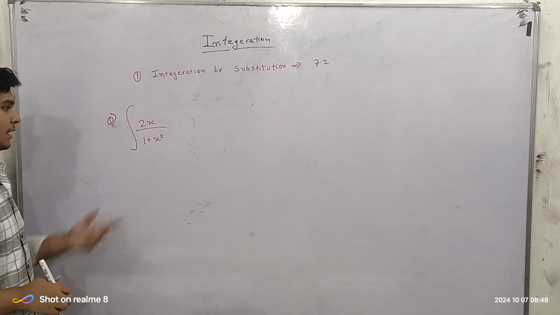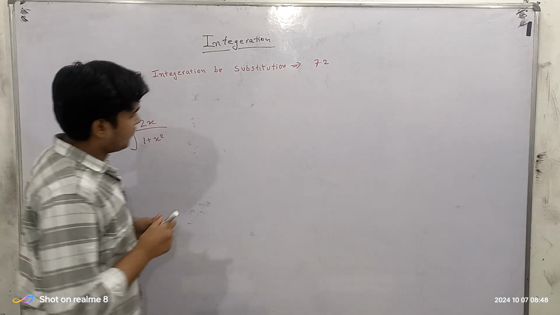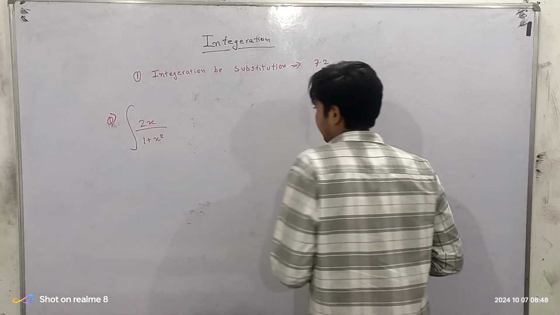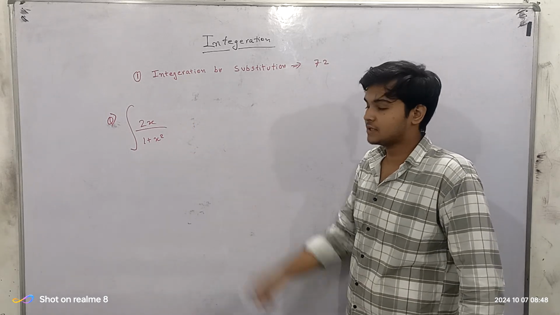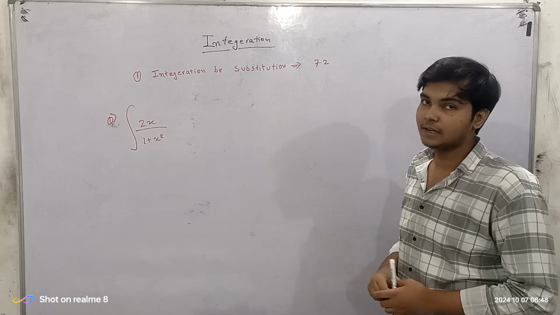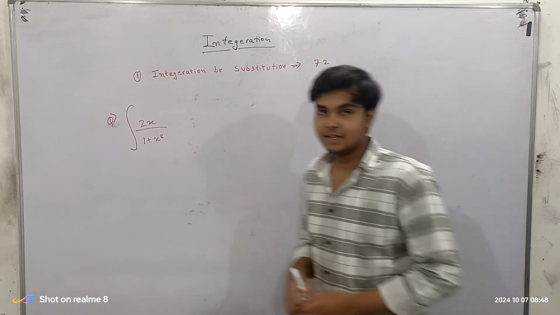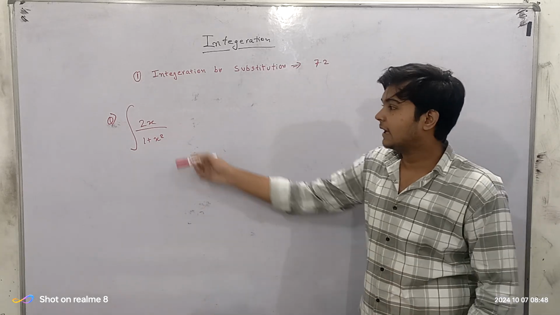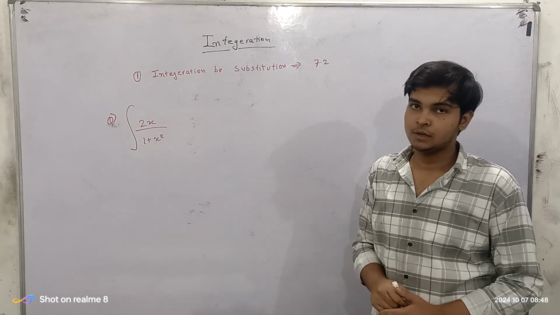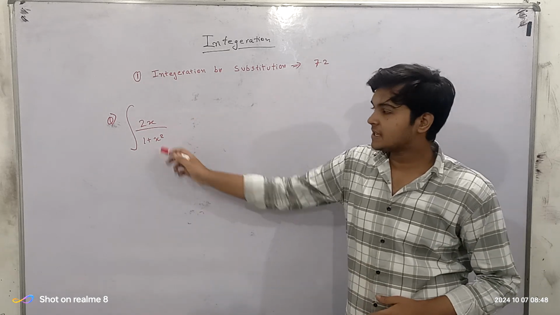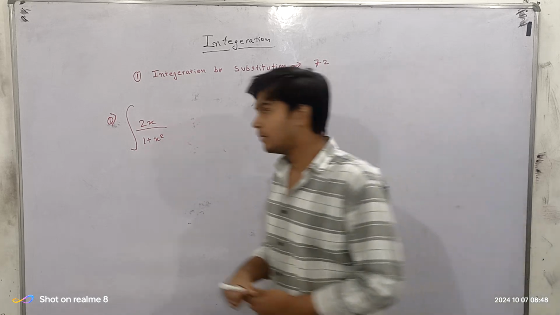You can see here two functions are given, 2x and 1 plus x square. Now how will we substitute it? From the two functions, we will take one function as t, or any variable, and then we will differentiate it. See here, 2x and 1 plus x square. What is the differentiation of 2x? It is 2. The differentiation of 1 plus x square is 2x. So 2x has come.